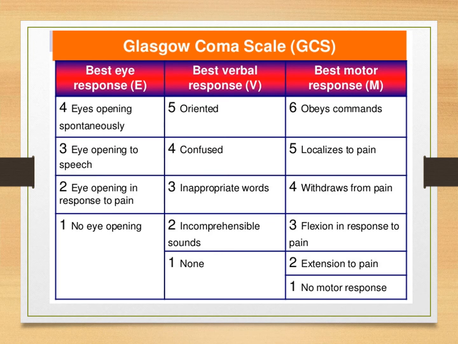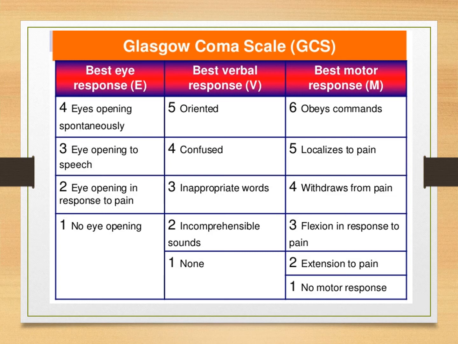The Glasgow Coma Scale is best written out such as this. The best eye response with a 1 through 4 category. Best verbal response 1 through 5. And best motor response 1 through 6. 6 plus 4 is 10, plus the 5 would be 15. So the best you can get is 15.